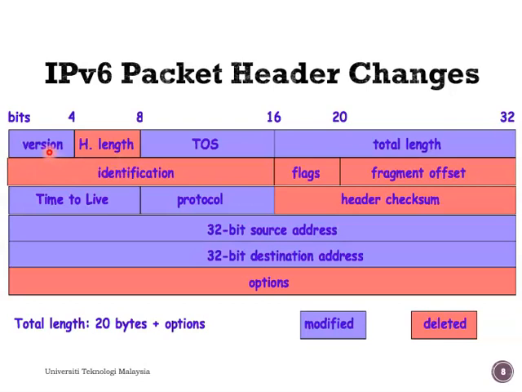You can see the purple box here is the one that has been modified from IPv4 to IPv6, and the orange boxes here show the fields that have been deleted. For example, header length, identification, flags, fragment offset, header checksum, and also options. So basically, if you look at it, the basic structure of IPv6 is actually simpler than IPv4, right?